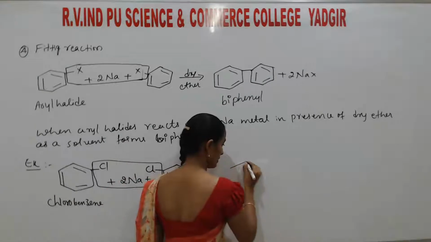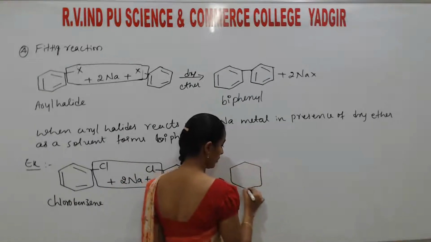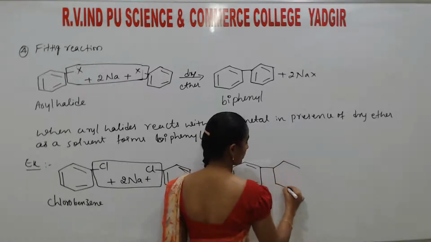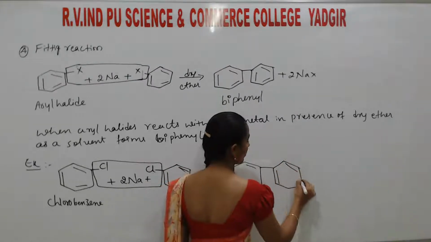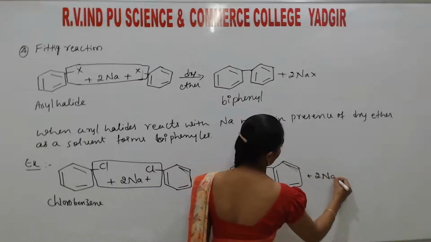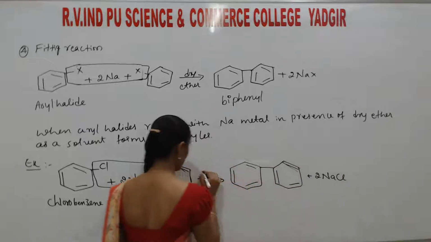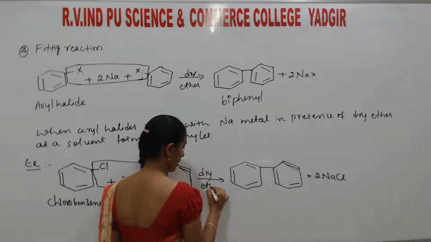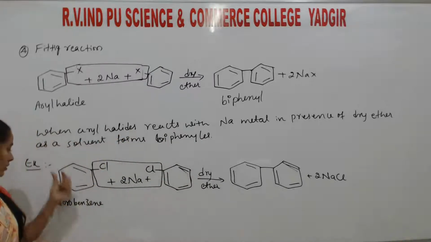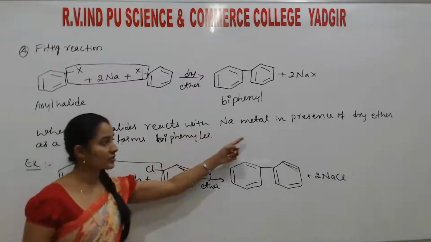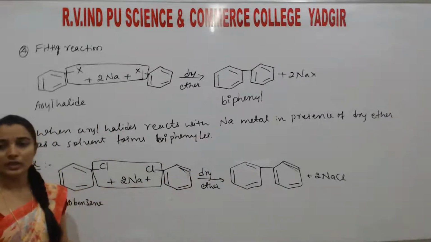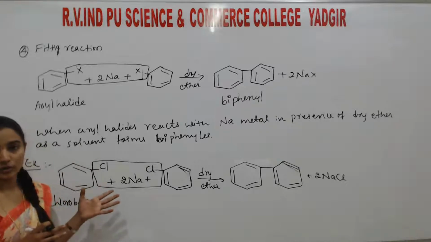so here it is the same biphenyl, along with what is the byproduct here? With sodium metal, what is the byproduct? 2 moles of NaCl. So in the place of aryl halide, when chlorobenzene reacts with sodium metal in the presence of dry ether, it forms biphenyl along with NaCl.